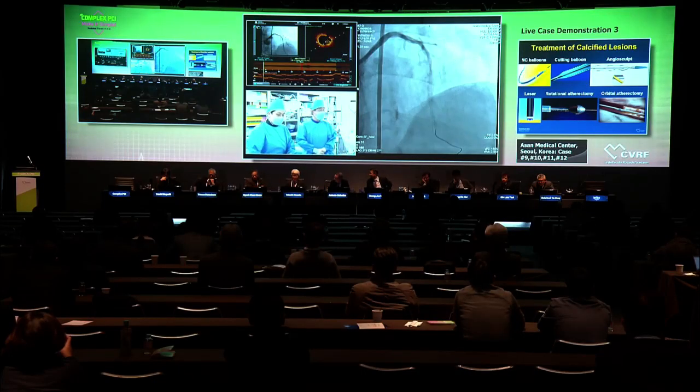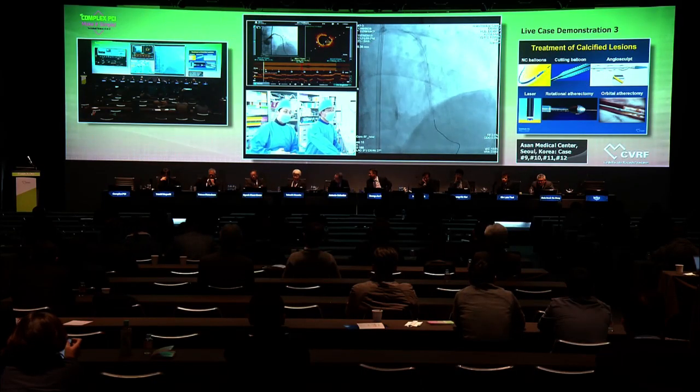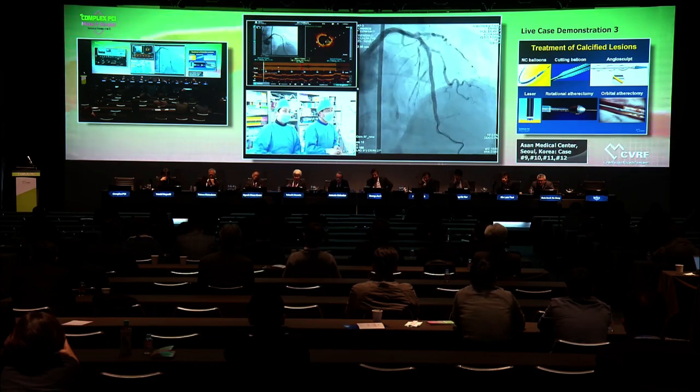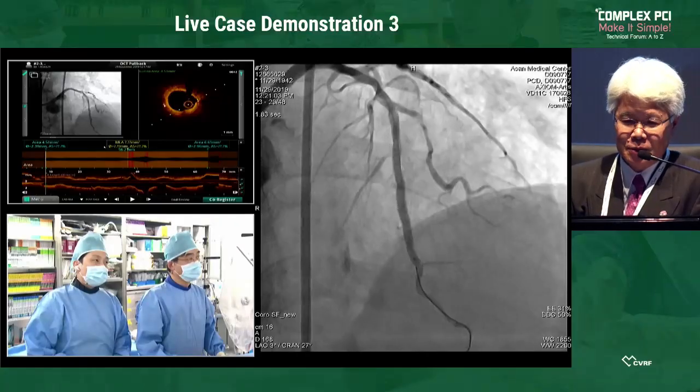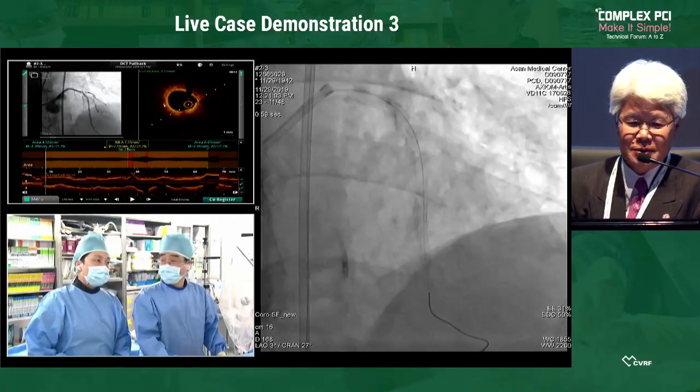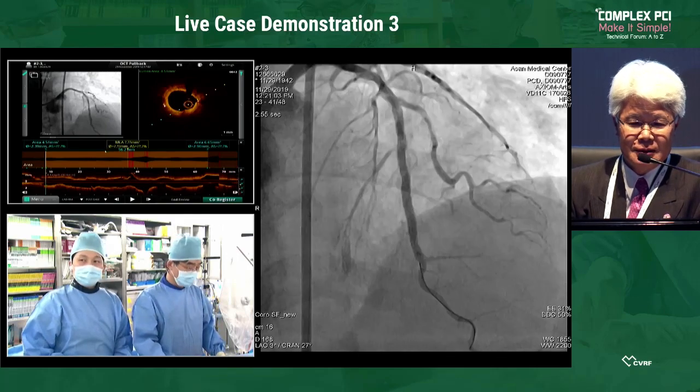You have to take into account the diagonal branch, right? Bifurcation, you have to cross over, right? So it becomes much more complex. Yes. So if there is no dissection, and it looks very fine by OCT, DCB is one of the options to treat the proximal site. Okay, I agree. It's more simple.